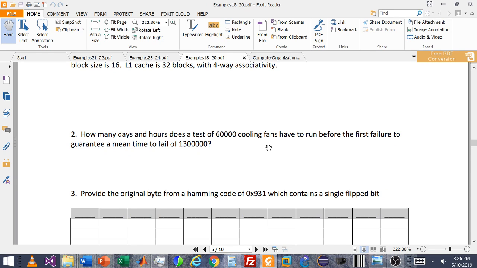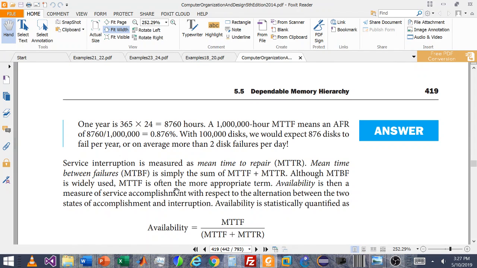And your peer made a good point. He's like, I don't understand the guarantee. Well, this kind of gets into probability stuff a little bit. Well, in the book, when we calculated the percent probability of failure here, it was 0.876%. So that's a very low statistical likeliness that it's going to fail in a single year, okay?